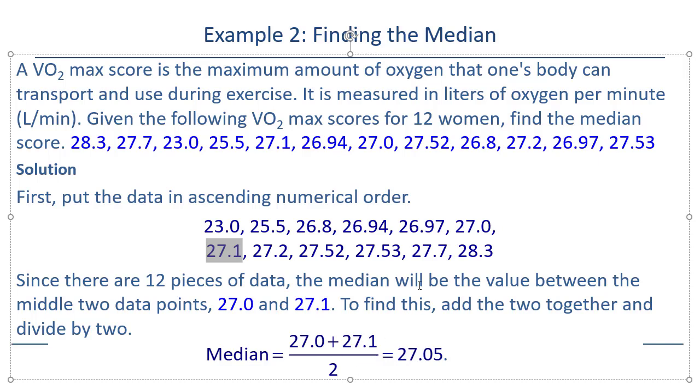If it landed on something, so if we had like a 13th data value, then 7 would be the middle because it would have 6 below and 6 above, and the answer would just be 27.1. But since we have an even number, it's in between the two, we take the average, we get 27.05.